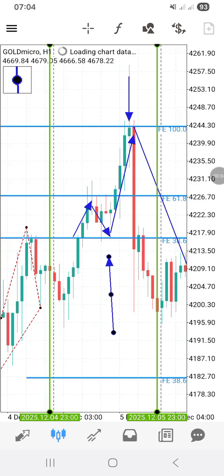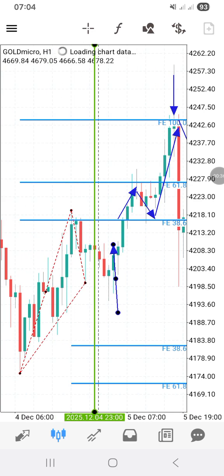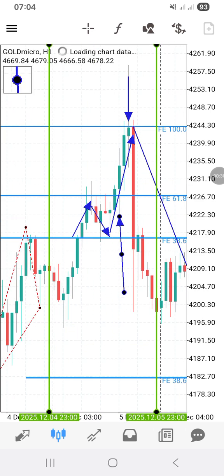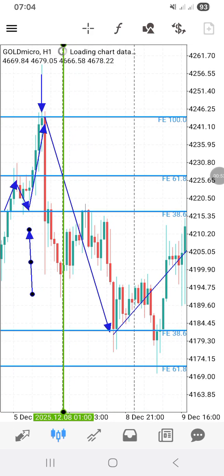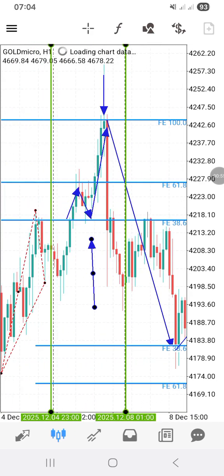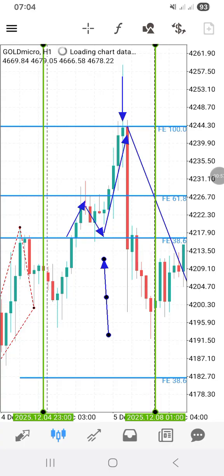You can see, guys, that this is the Fibonacci that we have placed here. This Fibonacci, guys, is called Fibonacci expansion. It has created our supply levels, and also the demand levels below the screen, as you can see the market respecting them as it goes along.